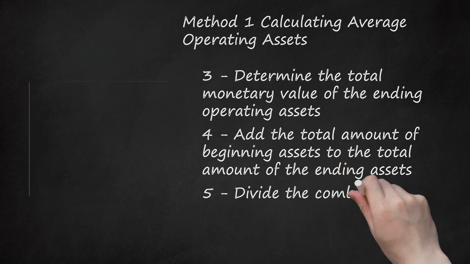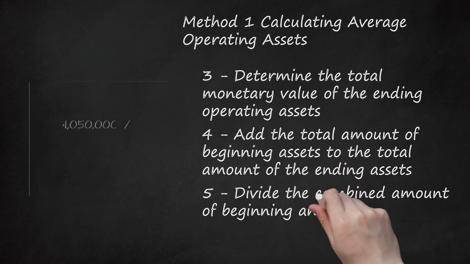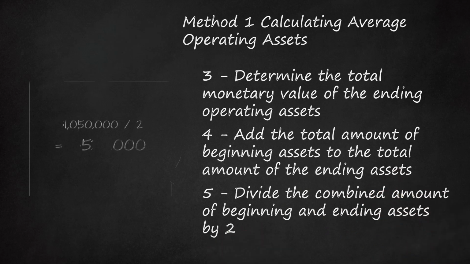5. Divide the combined amount of beginning and ending assets by 2. The result will be the average operating assets for that period, providing a figure that can easily be compared to the AOA for previous periods. This in turn makes it easier to determine if the company is becoming more efficient in the use of its resources or if a negative trend is emerging that needs to be addressed.